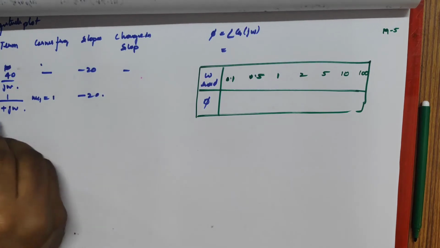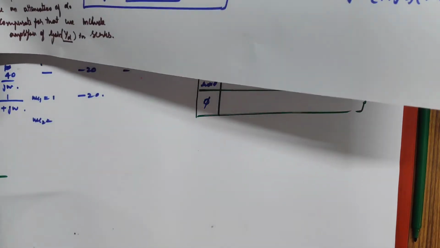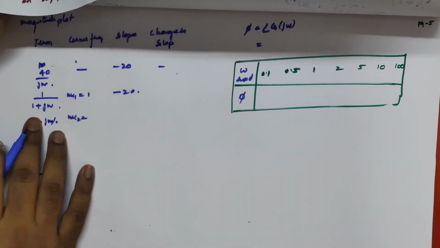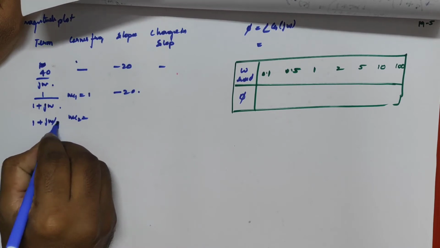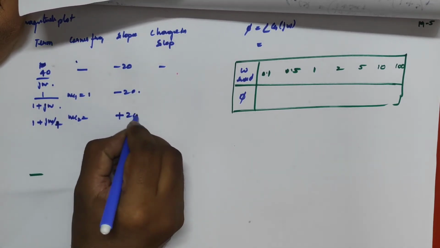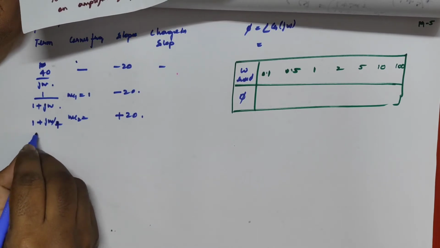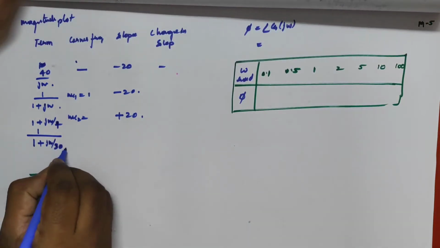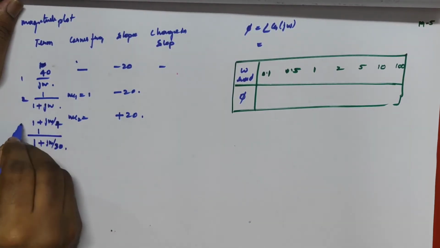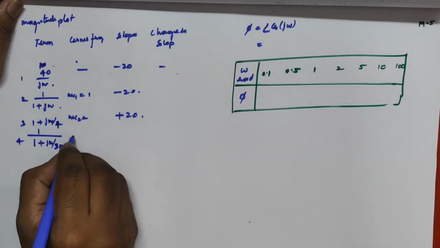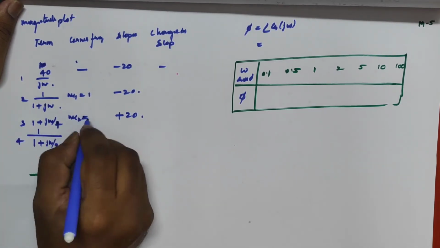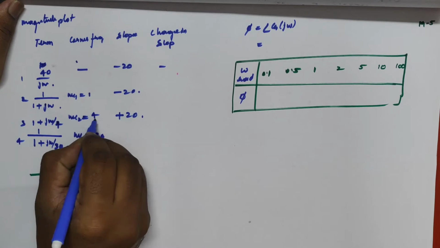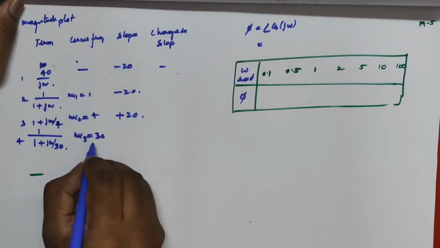Now again at omega c2 I have a zero, that is 1 plus j omega by 4, so that slope is plus 20. Then I have a pole at 1 plus j omega by 30. So this is term 1, term 2, term 3, term 4. Corner frequency omega c2 is 4 and omega c3 is 30. Here it is a zero, that is why I add plus 20; here it is a pole, that is why I subtract 20.